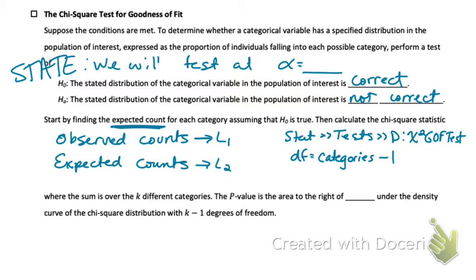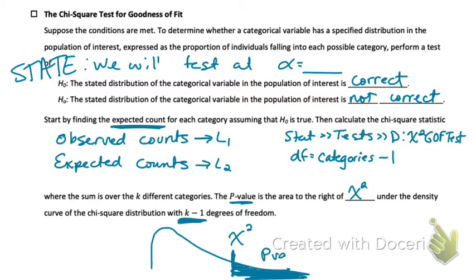And then we're going to find the p-value. The p-value is going to be the area to the right of the chi-squared value under the density curve with k minus 1 degrees of freedom. So we have a right skew distribution. We find out how far our data is from what we expect it to be. And whatever the area is to the right of that, it always goes to the right, that would be your p-value. We'll compare that to the alpha level, and we'll make a decision.